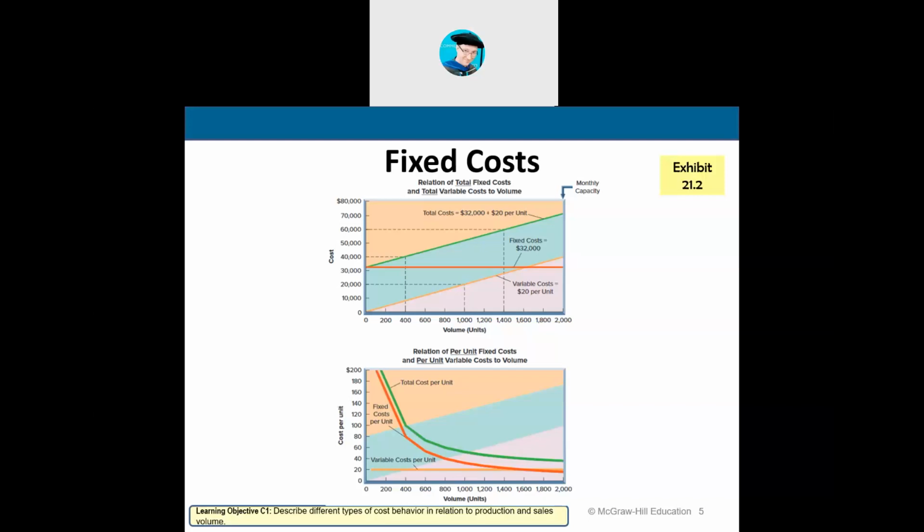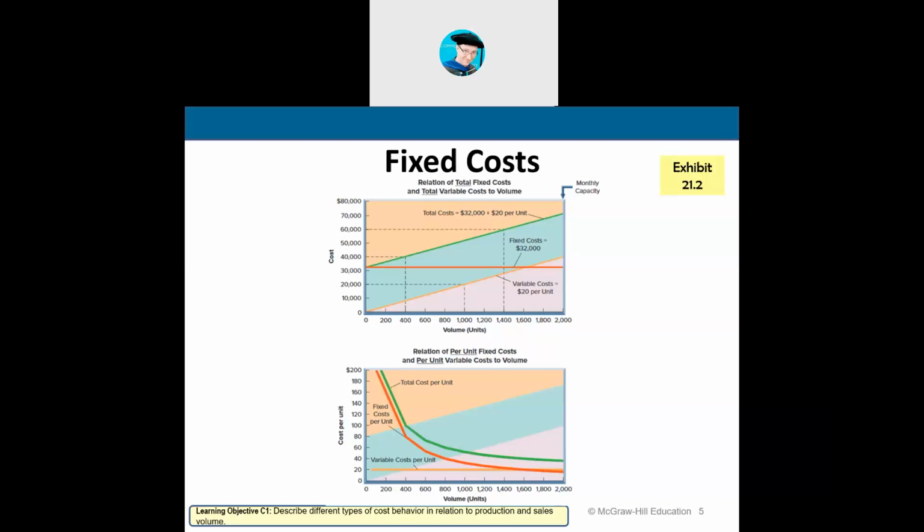Okay, so that's the top. The second relationship is slightly different. Here's why. If you think about how we manufacture, direct materials, direct labor, factory overhead, you would think that the more we produce, the higher our costs are. That's true to some degree.